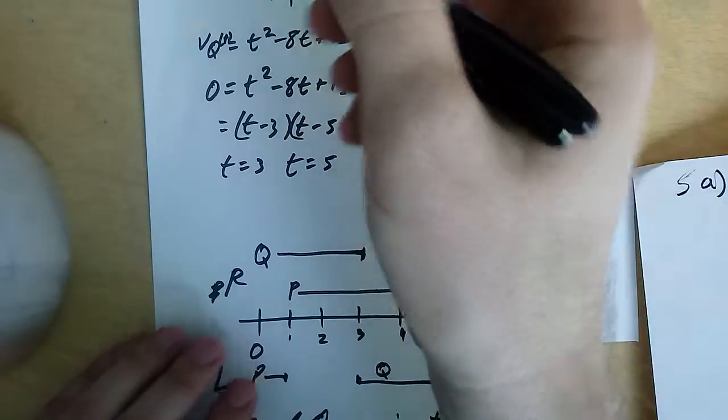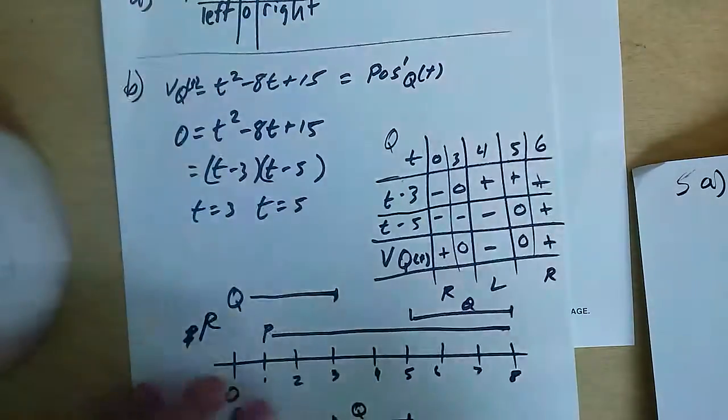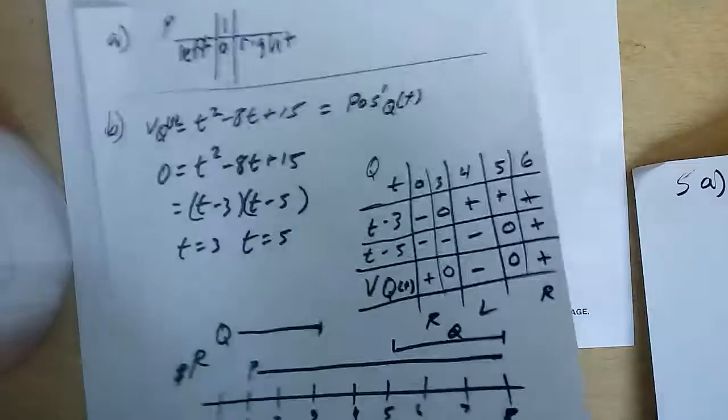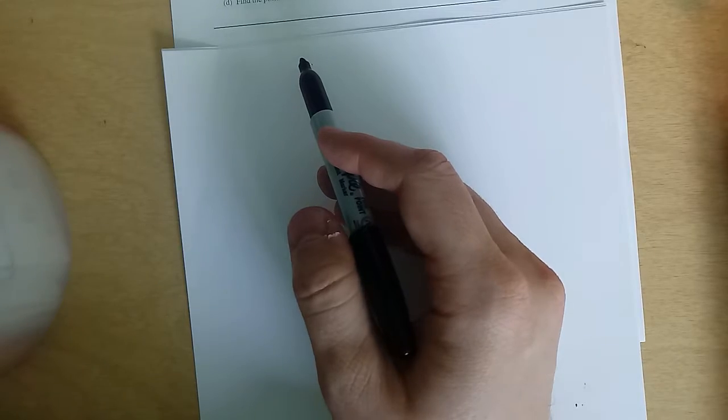Oh, I called that part A. That was part B. That was our leftovers from part A, and here's part B. Okay, let's keep going. Part C. Find the acceleration of particle Q at time t equals 2.